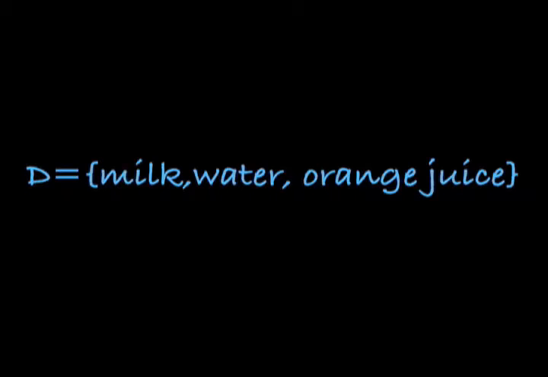A mathematician would describe this list this way: capital letter D equals milk, water, and orange juice. This D is a subset of G. It was a list created from an original list.